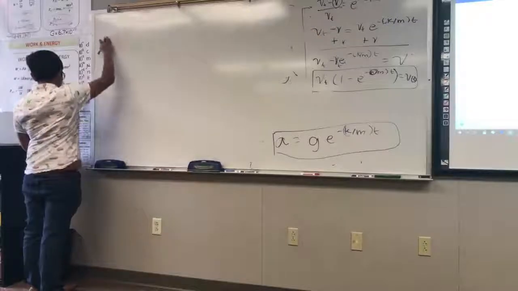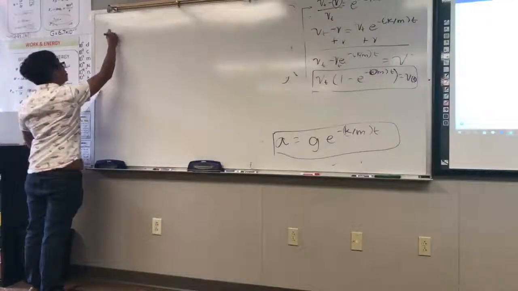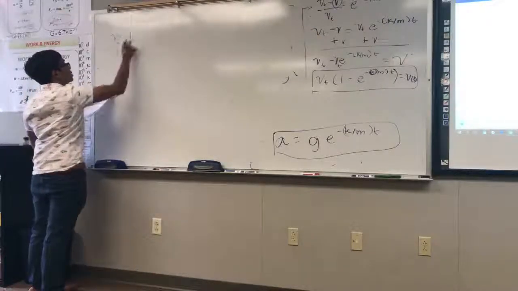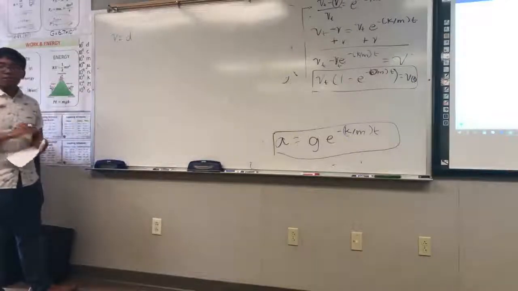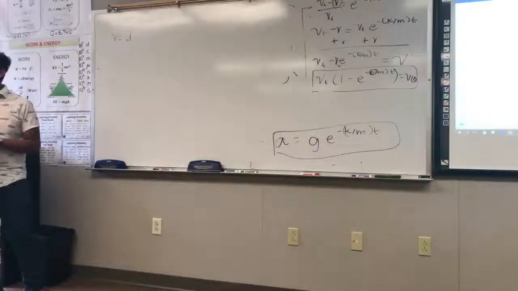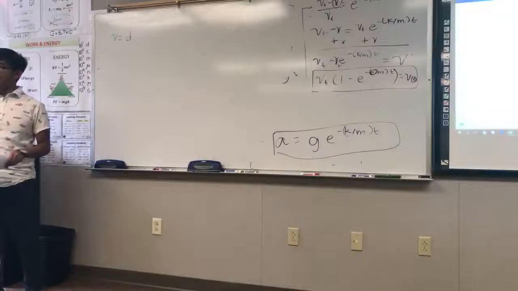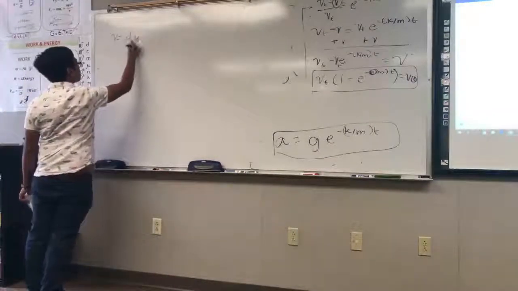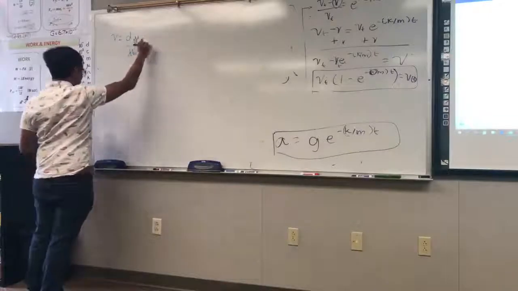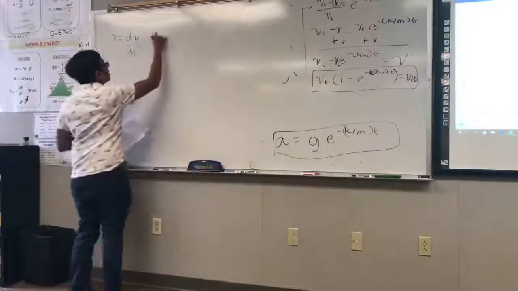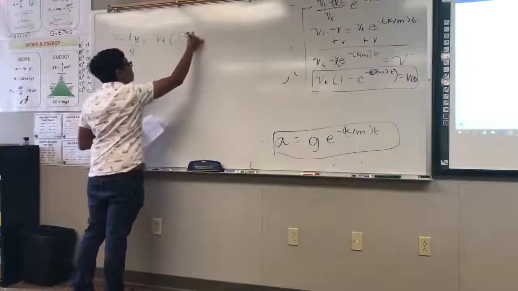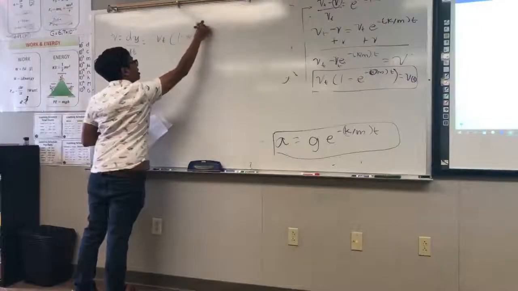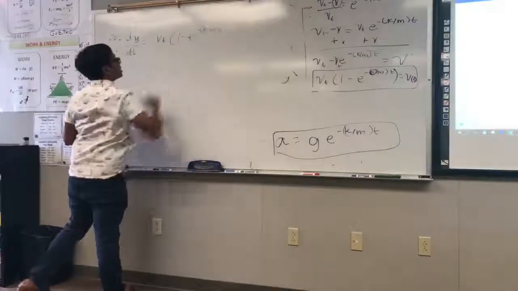So, v is equal to, and in this case, I'm going to label position as y, because we're going in the y axis. Oh, so we're still falling down. Yeah, we're falling down still. We've been falling down since we started. Just kidding.